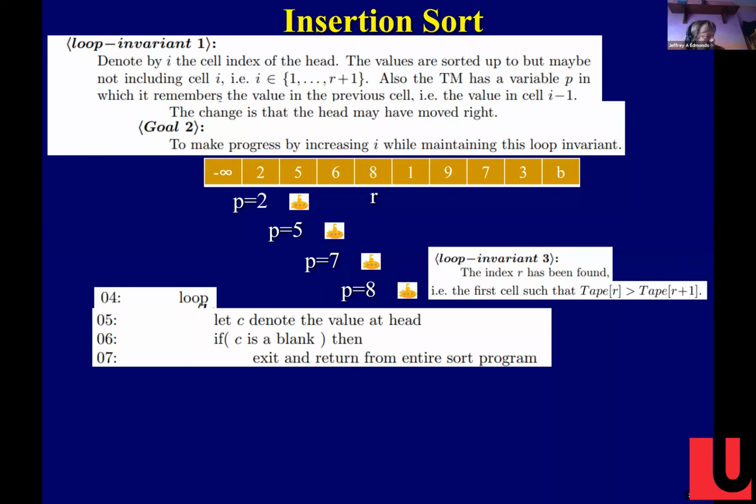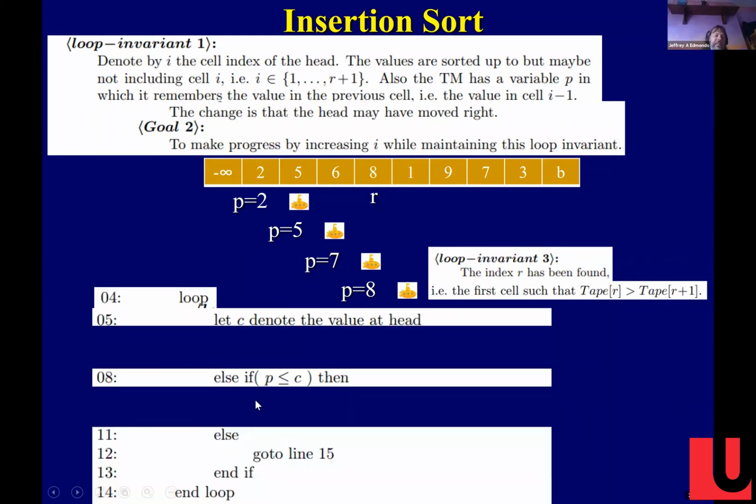Does that make sense? So there were actually in this loop 3 cases. Case 1, C is blank, right? Case 2, P is less than C. Case 3, P is greater than C, right? So there are 3 cases, and for each case, you have to say what you're going to do, right?